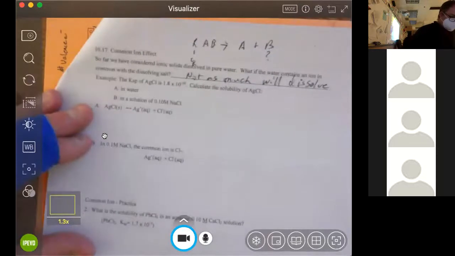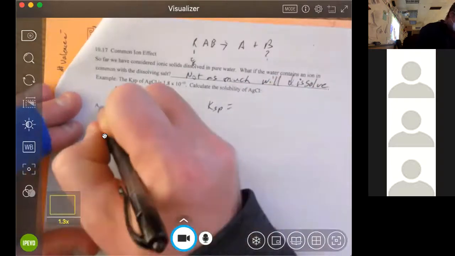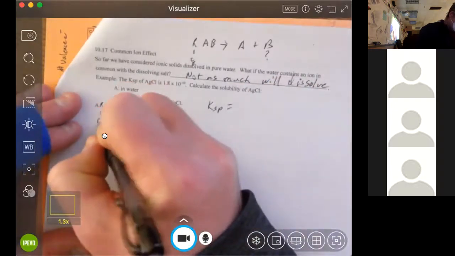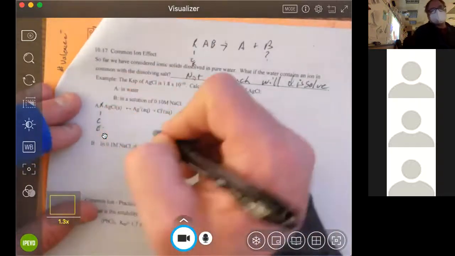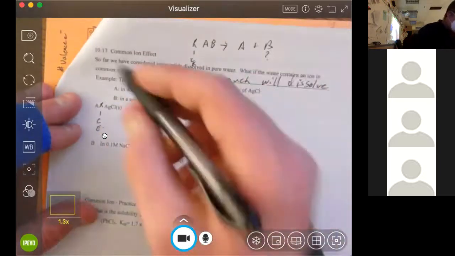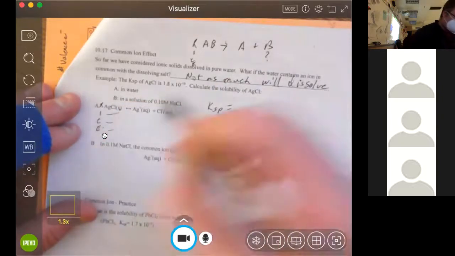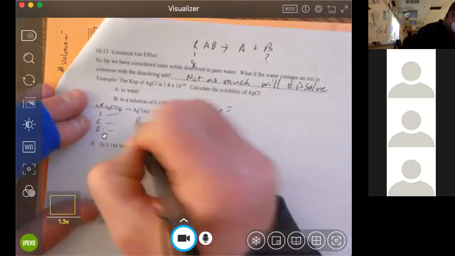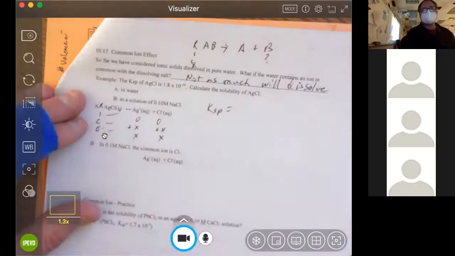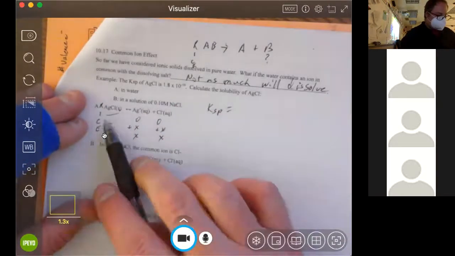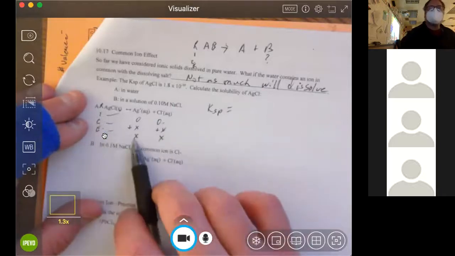So we have Ksp equals, and here we have our R, initial, change, equilibrium. And again, these are great for helping you set them up, but they do take a little bit of time. We don't care what's there, because it's just one for us. So here we have none of this to start with, none of this to start with, plus x, and then x and x. So the initial was 0. As time went on, we added x. At equilibrium, we're going to have x and x.